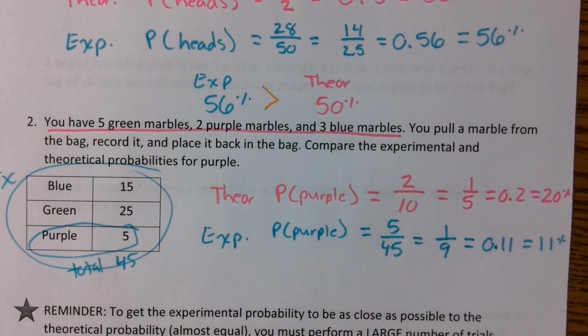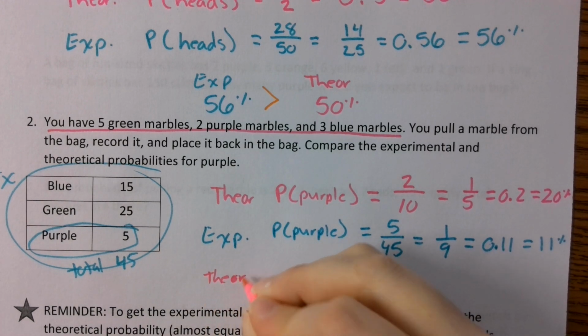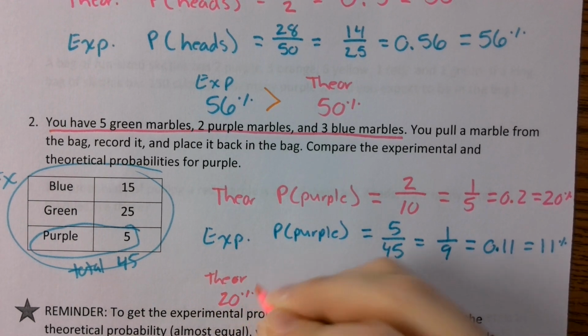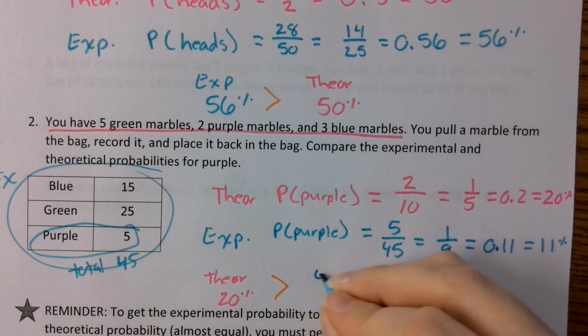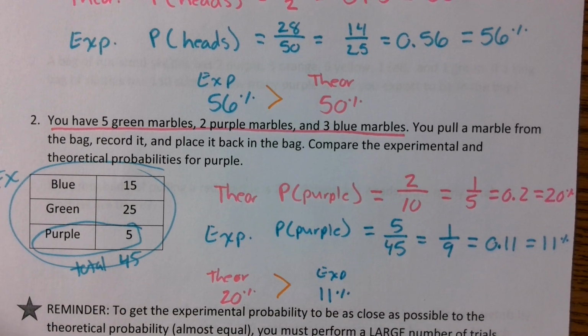Okay, we're estimating. So in this case, our theoretical probability of 20% is now greater than our experimental probability of 11%. And again, that's okay, it's fine. In order for them to become closer, we just have to perform more trials. So we need to pull the marbles out more and document how many times that we're landing on certain colors.